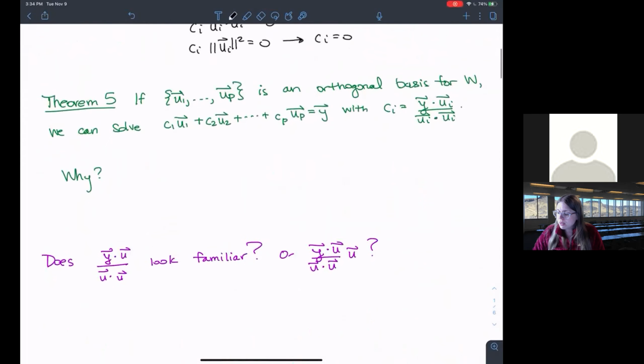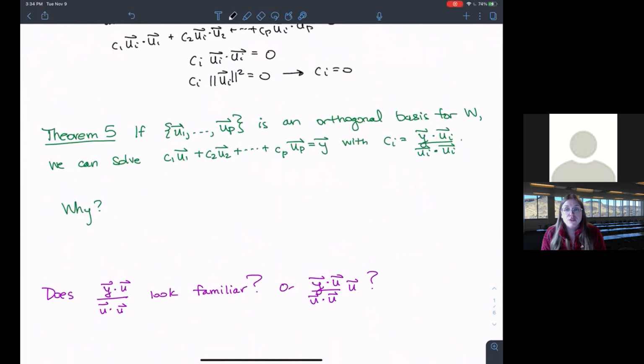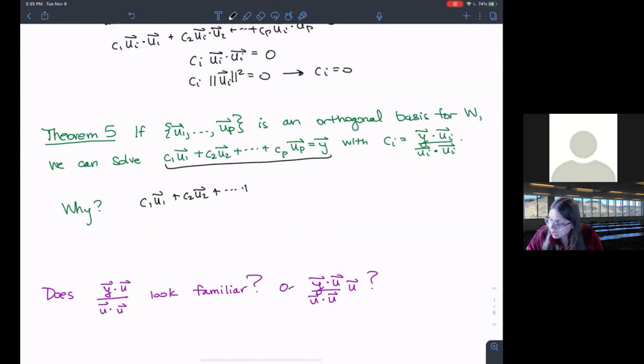The other result you saw was that if I have an orthogonal basis for W, some subspace of my vector space V, then we can solve the equation c1u1 plus c2u2 up to cpup equals y with ci equaling y dot ui over ui dot ui for i equals 1 through p. So why is that? Well, just take that equation. We know that y is written as a linear combination c1u1 plus c2u2 up to cpup equaling y, and let's just dot both sides with ui.